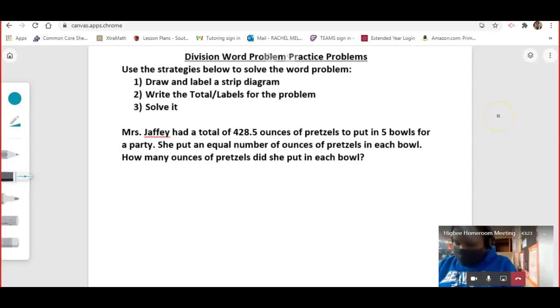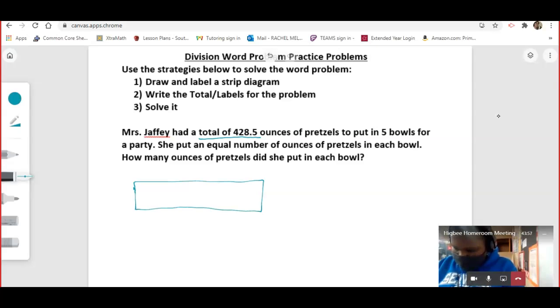Practice problems together. So the first problem that we're going to do says, Mrs. Jaffe had a total. I just want you to notice that. They're literally telling you this is her total. So when I'm doing my strip diagram, I don't even have to look at anything else. I know that that is my total.